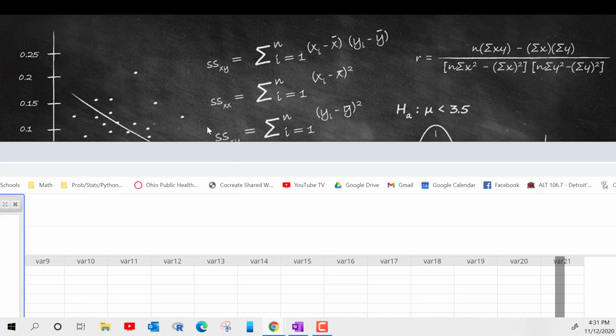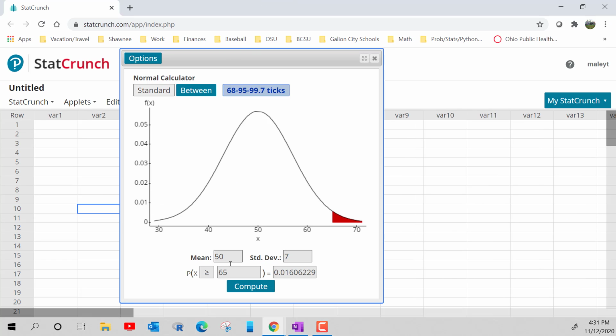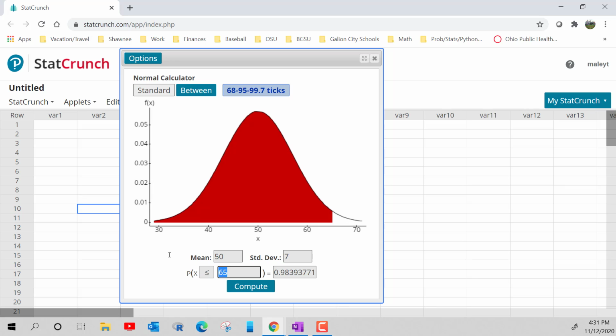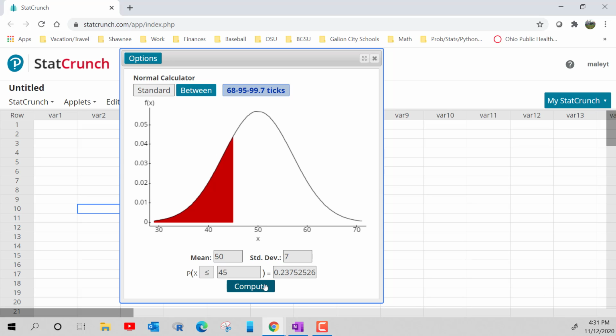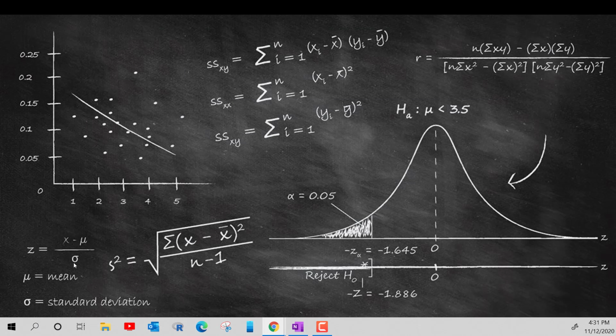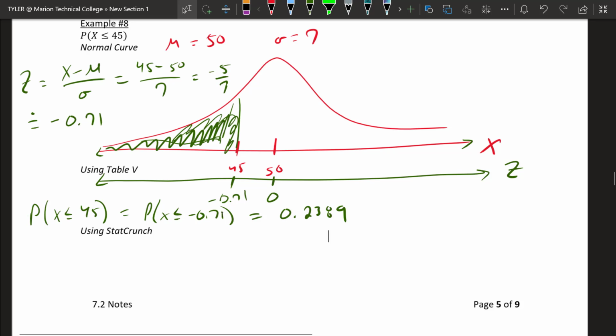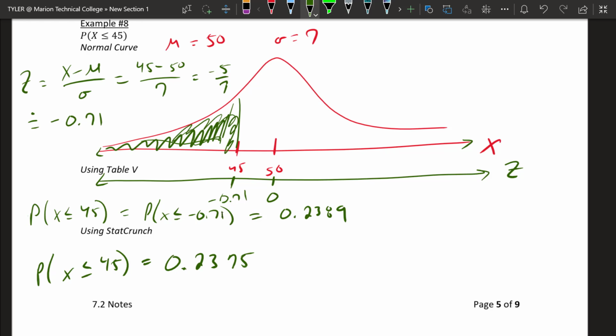And of course, if we want to use StatCrunch, the mean and standard deviation are the same as example 7. So I just need to change this to be less than, and we wanted less than 45. Now I can hit compute, and I get the area, and that matches up with the table. So the probability that x is less than or equal to 45 is equal to 0.2375.